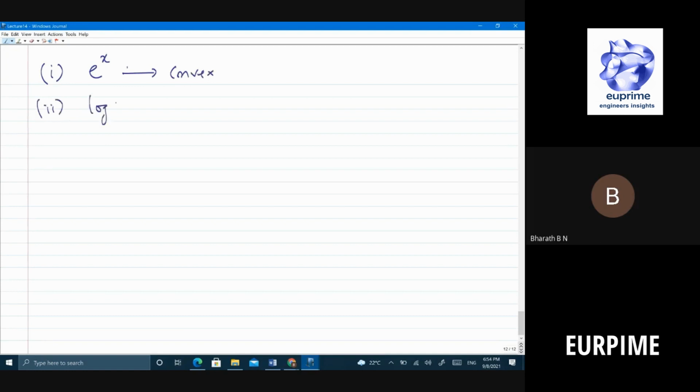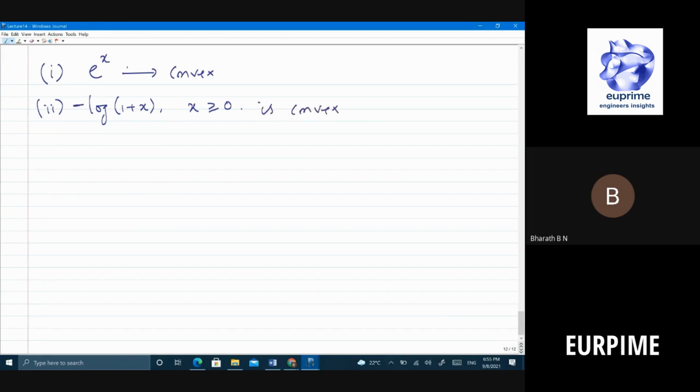Okay, let's look at this. What can you say about log of 1 plus x? What is the Hessian? Hessian means second derivative, that's all, right? The first derivative is 1 over 1 plus x, the second derivative is minus 1 over 1 plus x whole squared. So for x greater than 0, what do we get? Negative, right? If I take the negative of this, what do we get? Positive. So it is convex.